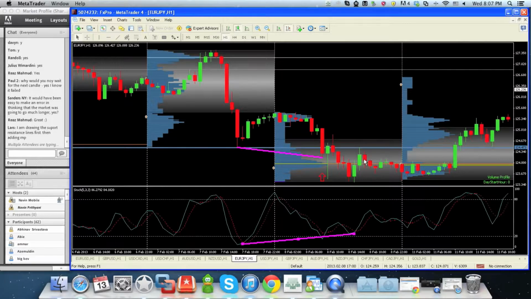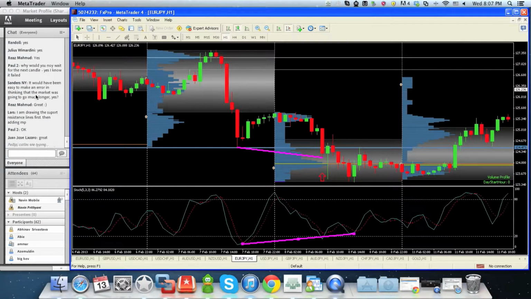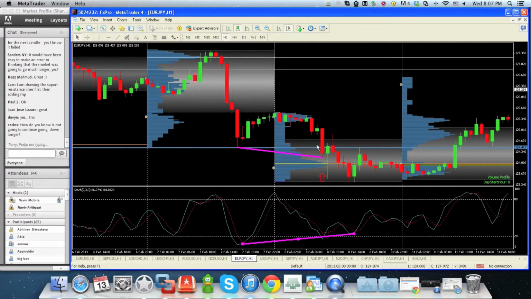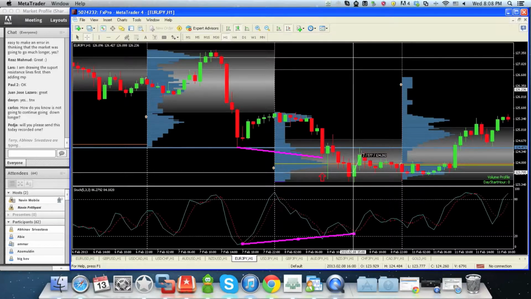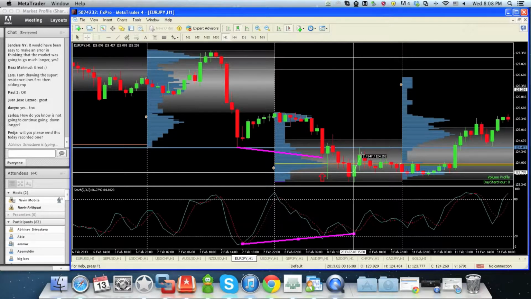It would have been easy to make an error in thinking that the market was going to go much longer, yes? Yes. Well, your first hint is when it actually tries to break through and it doesn't. That's your first hint to just stop. You have enough pips already made there. From here to here, this was 78 pips pushing through, and then it comes back down and crosses here. That's 50 pips right there. 50 pips is sufficient, especially on one pair.